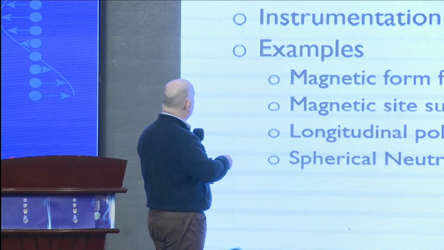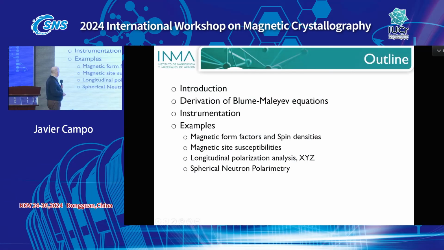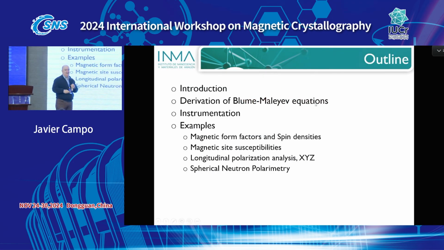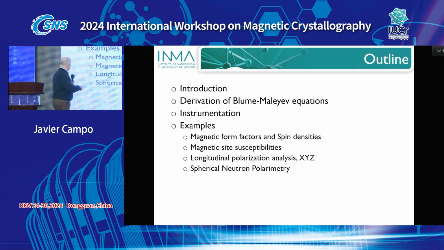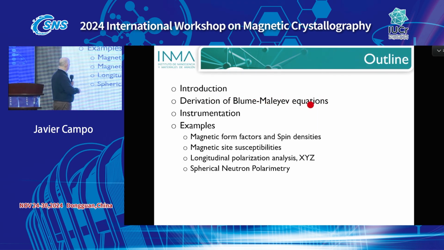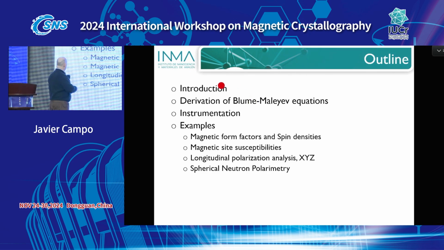After one historical introduction, I will try to explain a little bit about the Blume-Maleyev equations. It's not easy, but I will try to do my best to explain how we can arrive at these expressions. And then I will say something about how we can control and polarize beams, the instrumentation part, and then I will enter with examples. Maybe this will be in the second part of the talk, introducing the magnetic form factors and spin densities.